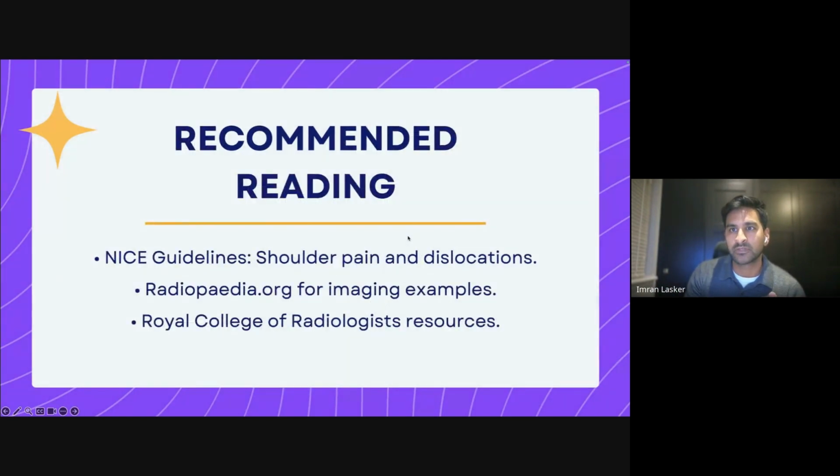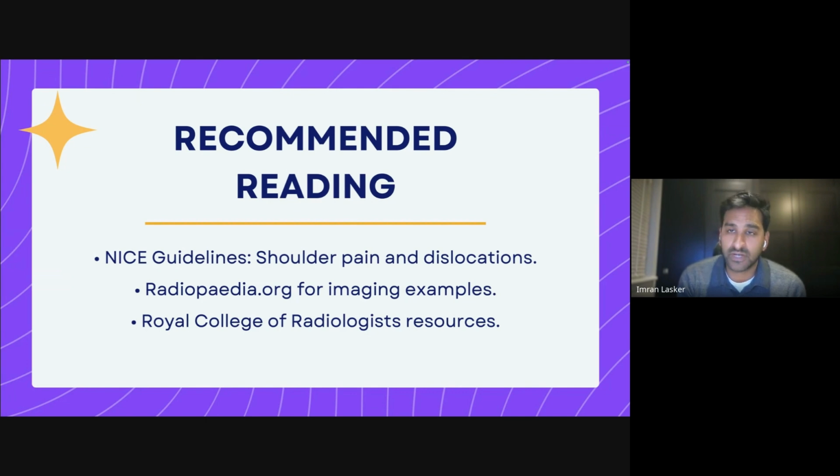But anyway, good. So recommended reading, do check it out. Nice guidelines for shoulder pain and dislocations. Radiopaedia is brilliant. I wish Radiopaedia existed when I was a young'un. I'm pretty old now, but I still use it to this day. And I feature on some of it, so do check it out. Royal College of Radiologists is a great resource. YouTube is great for this kind of stuff.